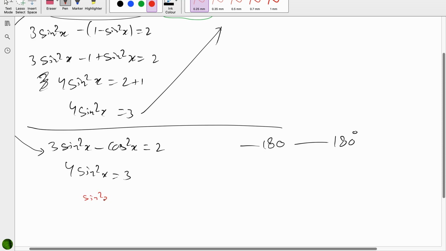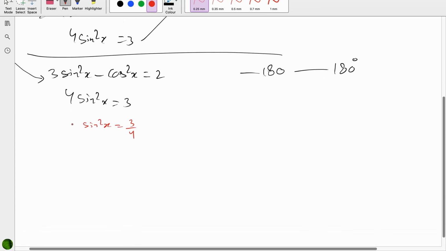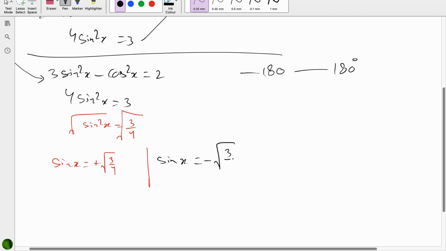Now sine square x is equal to 3 by 4. First thing, square root both sides. This gives me sine x is equal to plus square root 3 by 4, and sine x is equal to minus square root 3 by 4.